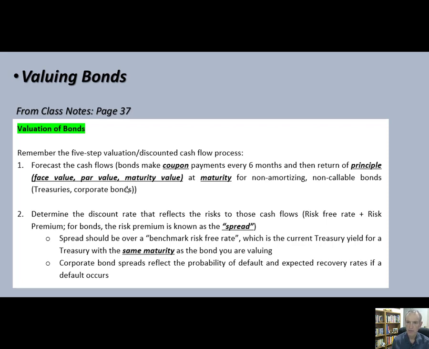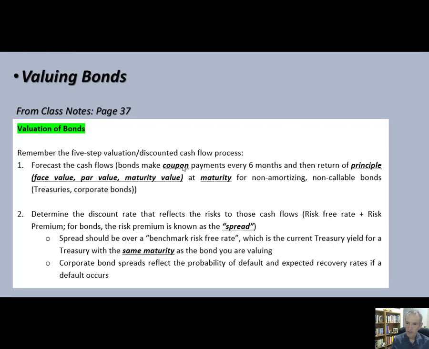So that first step was forecast the cash flows. With bonds, piece of cake for most bonds. Notice I say non-amortizing, non-callable bonds. Very, very straightforward. We have the face value, which is how much you get at maturity. That's also known as the par value, also known as the maturity value. We have the coupon, so the coupon times the face value, the coupon times the par value, the coupon times the maturity value, or the principal. There's several terms there. We have 4 terms that mean the same thing. That coupon times that principal, that's how much money you get every year.